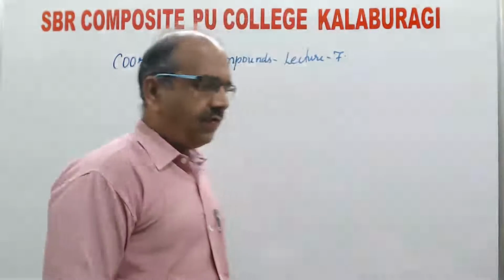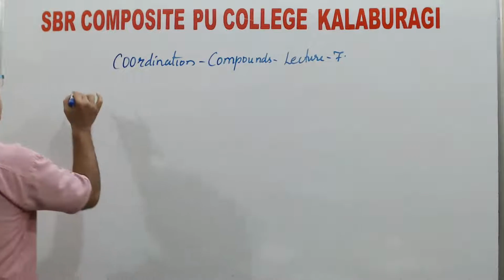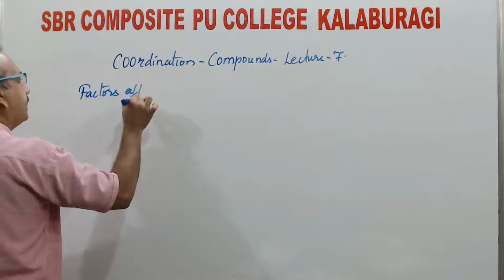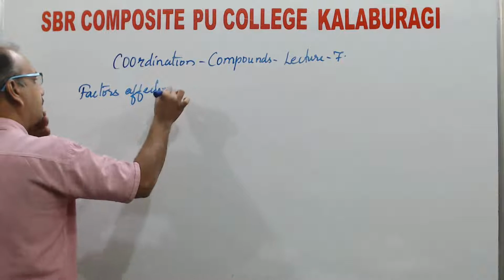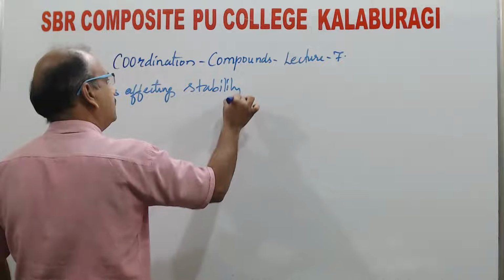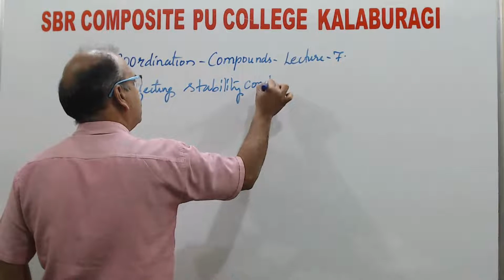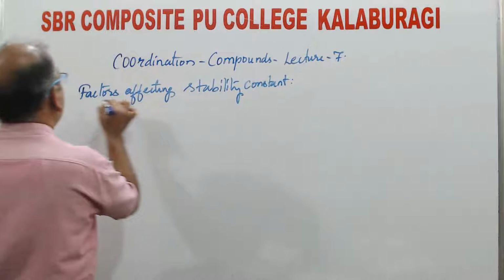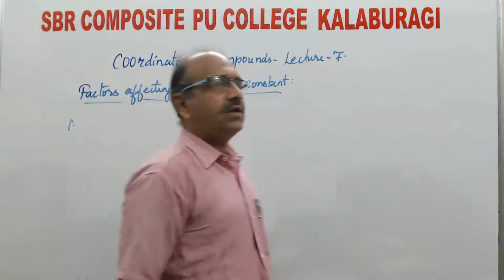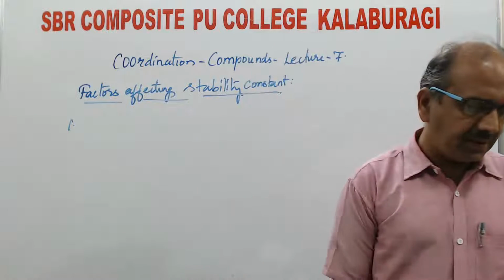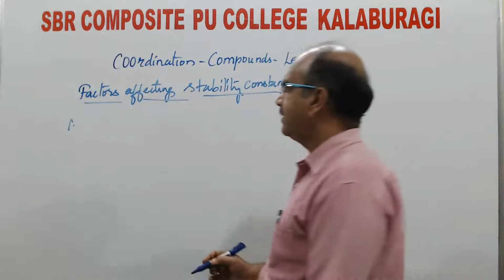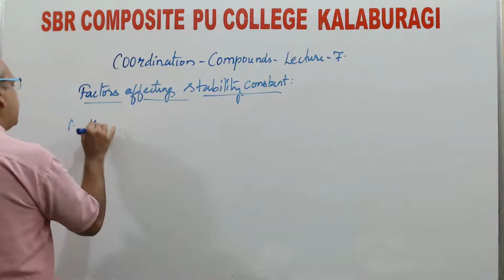The next is factors affecting the stability constant. What are the factors on which the stability depends? First is the higher charge of the central metal atom.